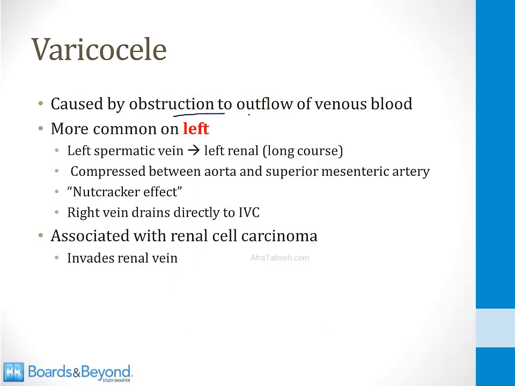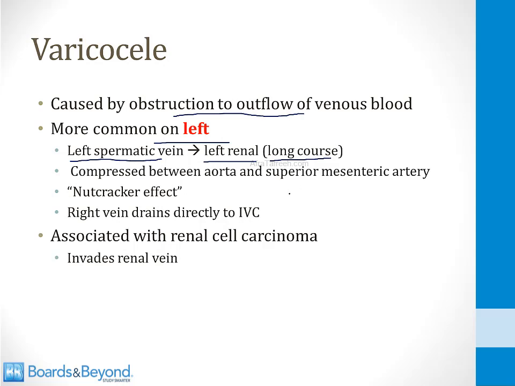Varicoceles occur when there is some obstruction to outflow of venous blood from the scrotum, and you should know that they are more common on the left. The reason for this is a very high-yield tie-in with anatomy that you should know for Step 1 of your boards. So the left spermatic vein drains into the left renal vein, which then has to cross the midline to reach the IVC. So there's a long course that venous blood has to travel when exiting the left side of the scrotum.